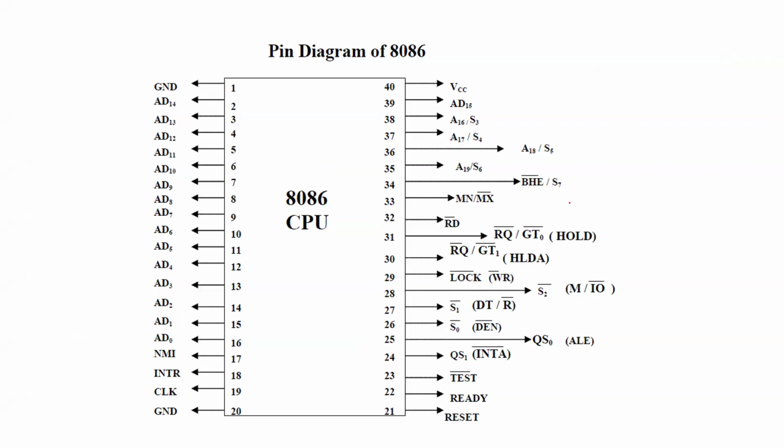Supply: for its operation, it needs 5 volts. It is manufactured using N-channel depletion load and silicon gate technology. Intel 8086 uses a 20-line address bus and a 16-line data bus. So the address bus is 20 lines.